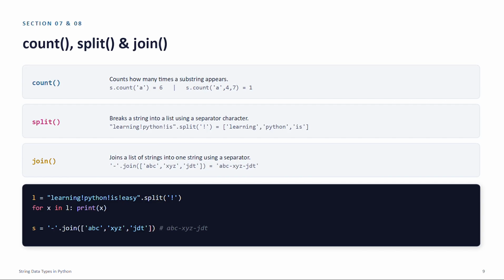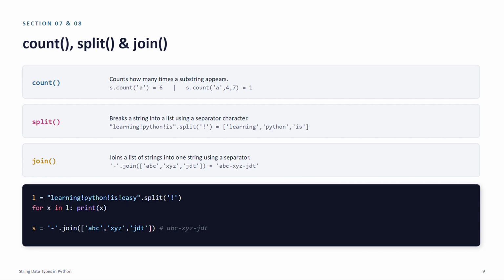So if you observe carefully, in that particular string I am using an exclamatory mark: learning exclamatory mark, Python exclamatory mark, and is. After that I am using the split function. Here, learning Python is separated by the exclamatory mark, so I am passing the separator, that is the exclamatory mark. So you will get the output like learning, Python and is. It comes in the format of a list.